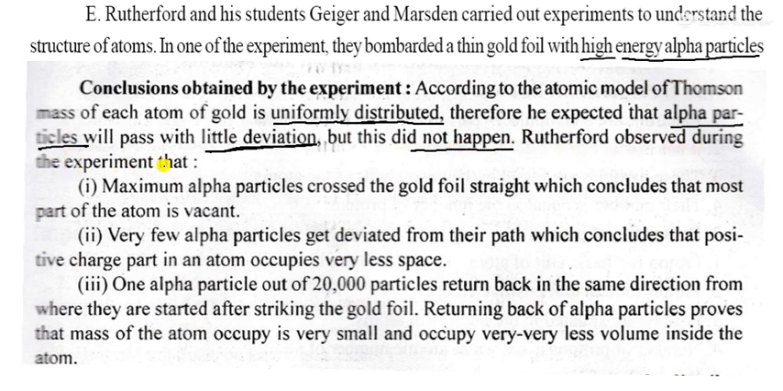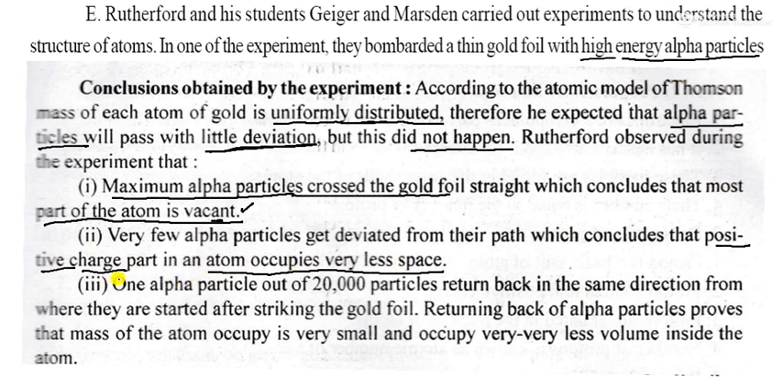Rutherford observed during the experiment that maximum alpha particles, so it is here, maximum alpha particles cross the gold foil undeflected, which concludes that most of the part of the atom is empty or vacant. Empty or vacant, you can say this word is empty or vacant. The second is that very few alpha particles get deviated from their path, which concluded that the positive charge part in an atom occupies very little space. The atom occupies very little space. It is a very positive charge.